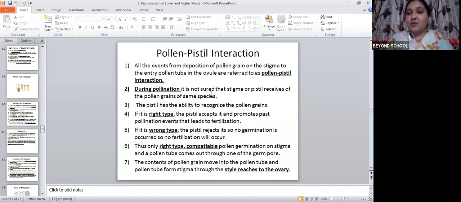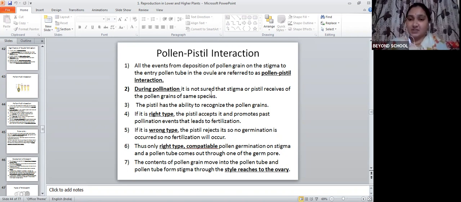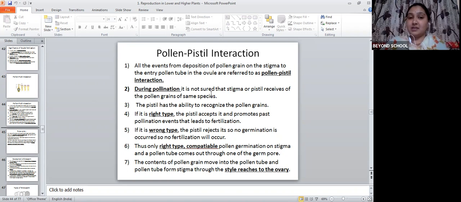Now let us begin with pollen pistil interaction, right? This event, this whole activity, is carried out on the stigma. Everybody knows that the pollen deposition has been done on the stigma, and after the pollen is present on the stigma, what is going to happen?